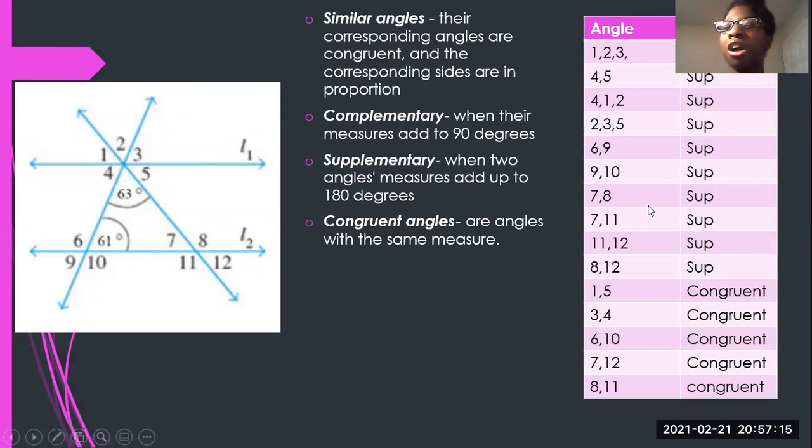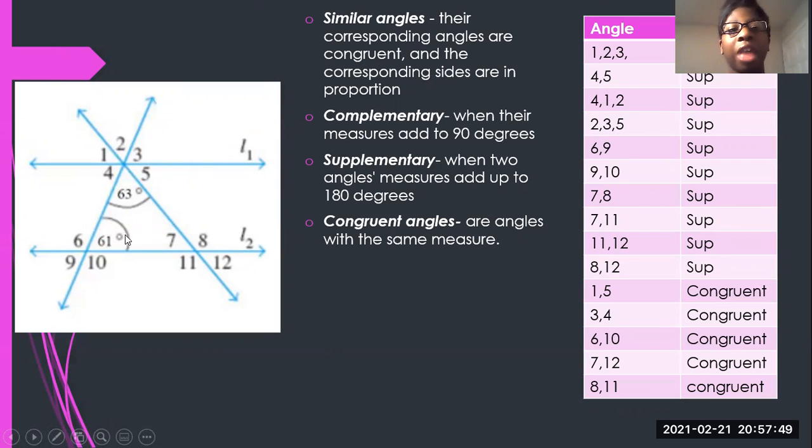So here goes our chart that will say what I basically just said. 1, 2, and 3 are supplementary. 4 and 5 supplementary. 4, 1, and 2 supplementary, and so on. Now we have congruent, which is 1 and 5. They're opposite. 4, 3, 2, and 63, and 9, 61, and so on. Congruent angles mean they are the same angles, which means they equal the same thing. So 63, which means 2 would be 63. With this being said, 9 would be 61 and everything.